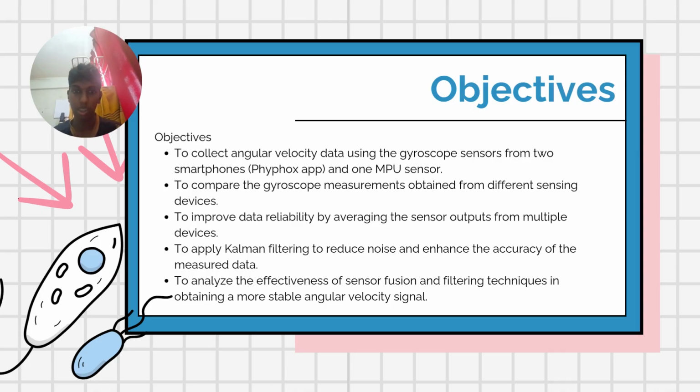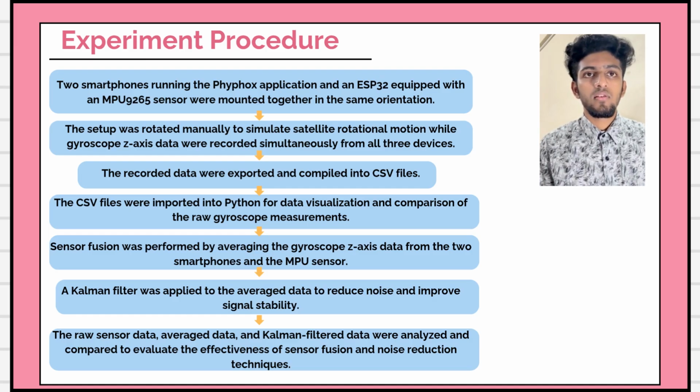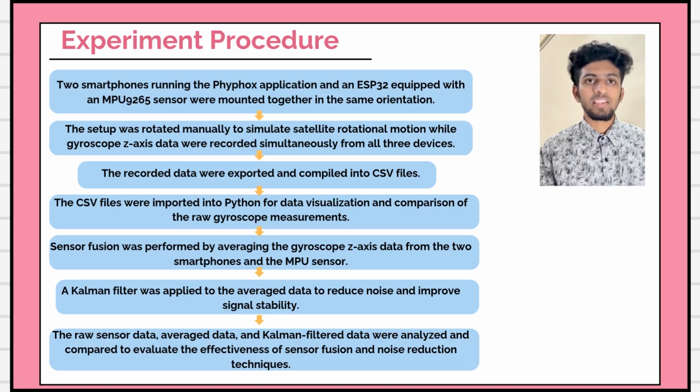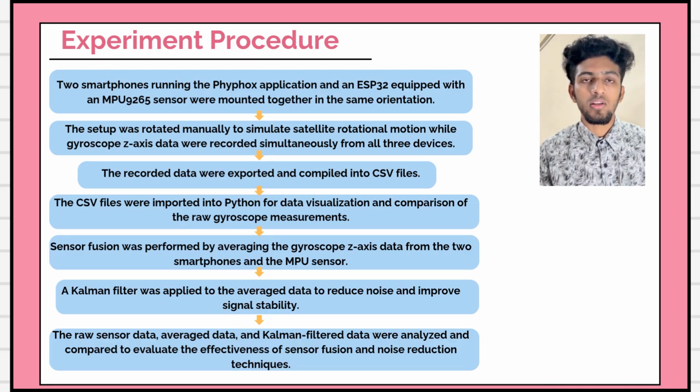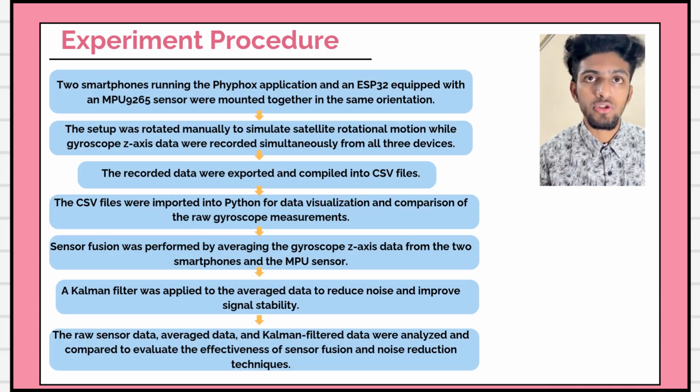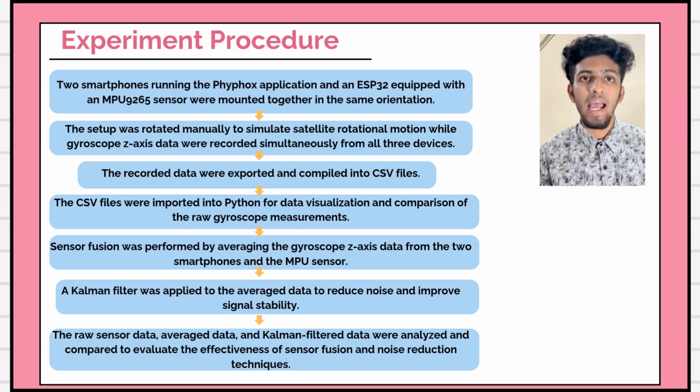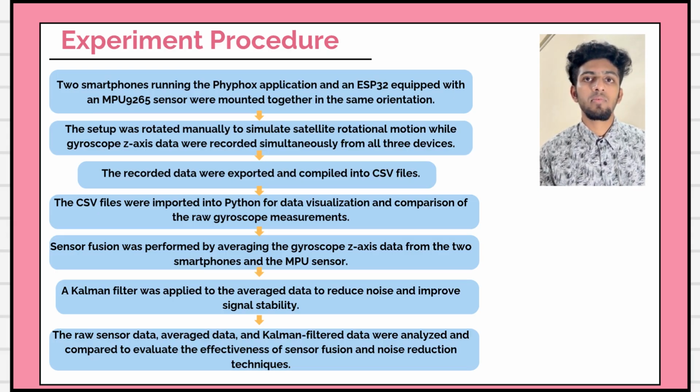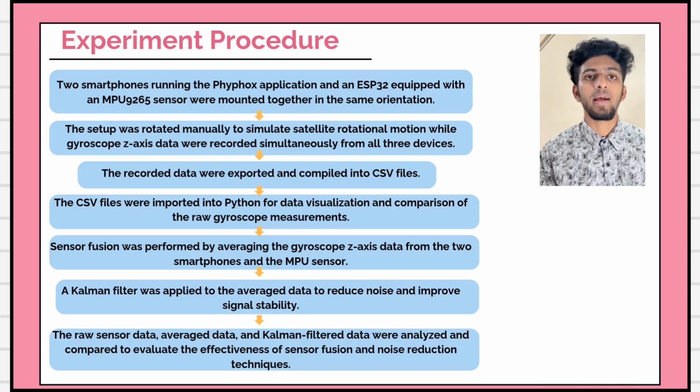With this objective setting our roadmap, I'm going to explain our experiment procedure and how we conducted the experiment. So first and foremost, we mounted the two smartphones running the Firefox apps and also an ESP32 with an MPU 9250 gyroscope sensor in the same orientation. In the experiment we set up all these three devices to simulate the rotational motion of a satellite.